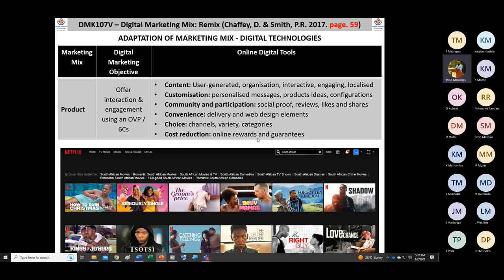And the cost reduction, which is usually where we give customers online rewards. It could be guarantees that if anything happens to the product, it's money back guaranteed, or the return policies. And usually with cost reduction, we also include things such as the website design elements, like an example whereby a customer is allowed to download movies when they are online, maybe while using Wi-Fi, and they can watch those movies later when they are not on Wi-Fi, so it does not use mobile data. So if a feature like that is in the case study, or it's talking about one company, it's part of cost reductions. Delivery, if it's free, becomes part of cost reduction there. So anything that saves customers money.